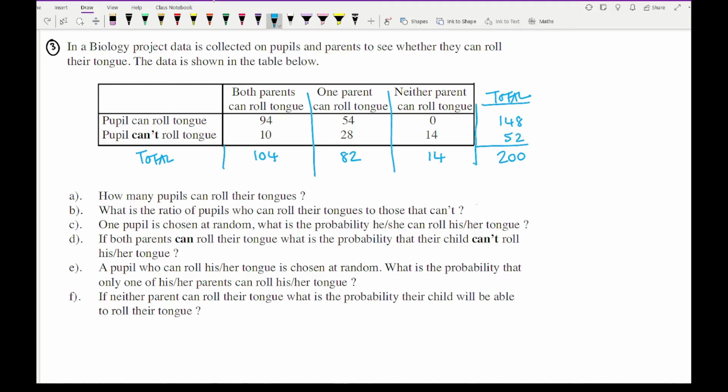Right, so part A says how many pupils can roll their tongues. So here we just have to pick out the right bit of information. It says how many pupils can roll their tongues. Well, that's going to be 148.